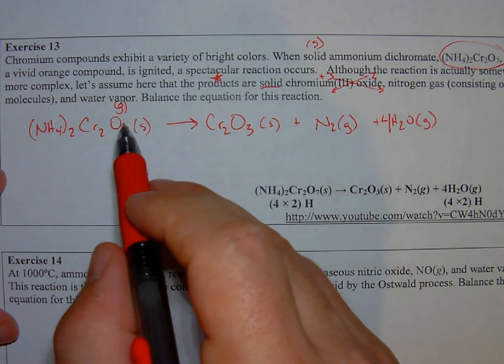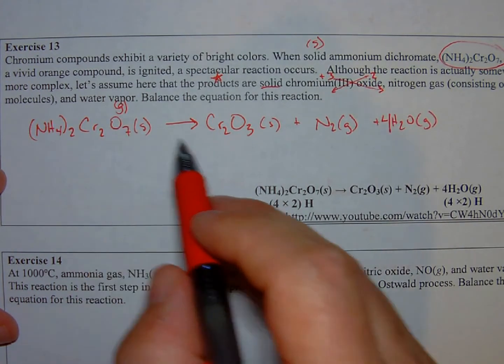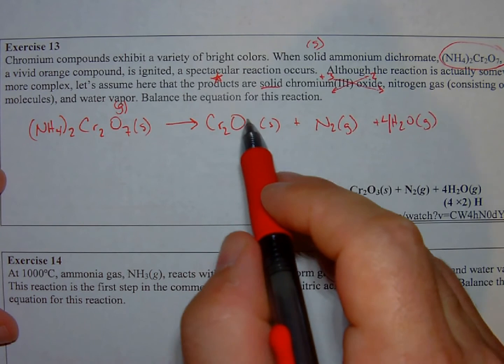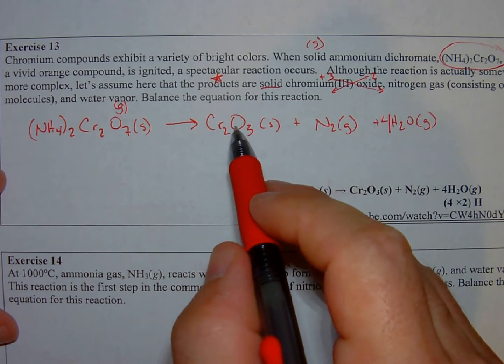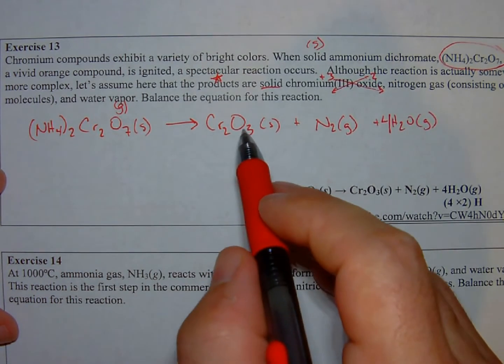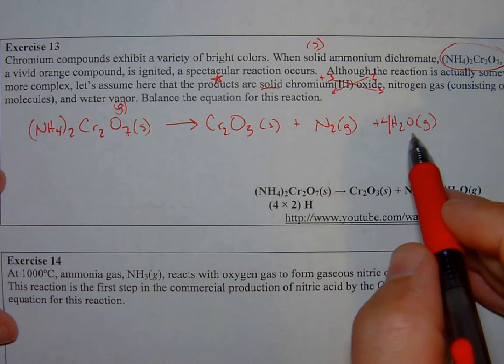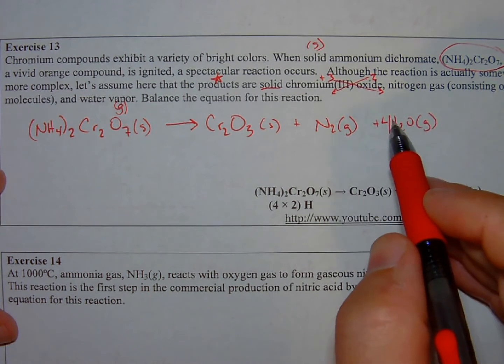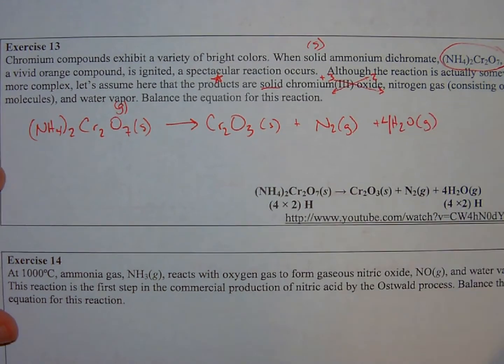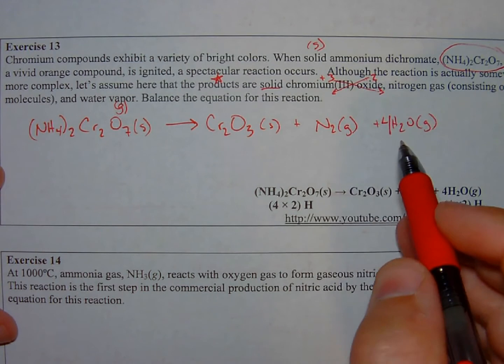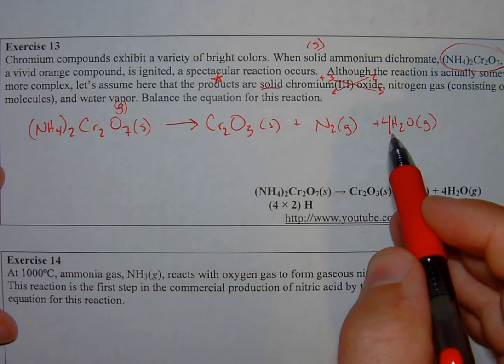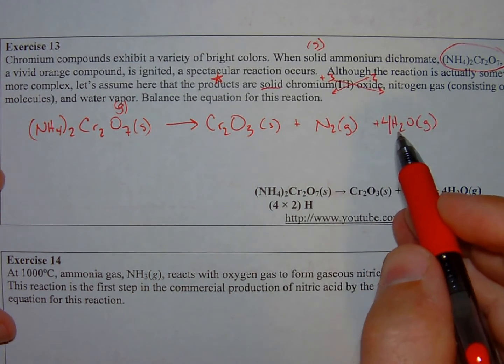Let's look at the oxygens. I need to have 7 oxygens. I have 3 oxygens from the chromium 3 oxide, but I want 7. But I'm not done yet. I have 3 from here. I also have the 4 from the water, so I do have 7. And so I'm done. All I had to do here was throw in that 4, and I was done balancing.